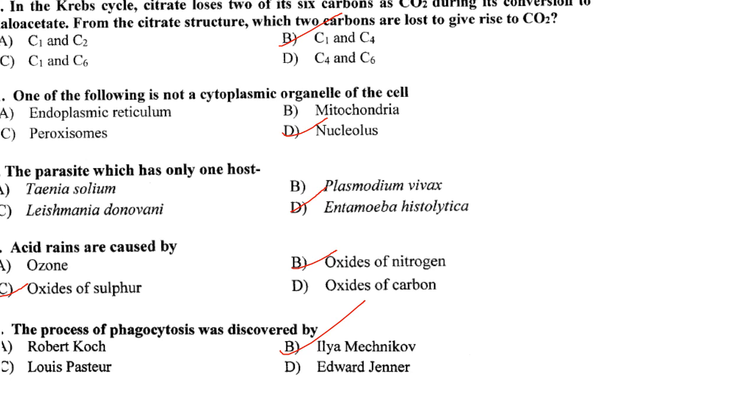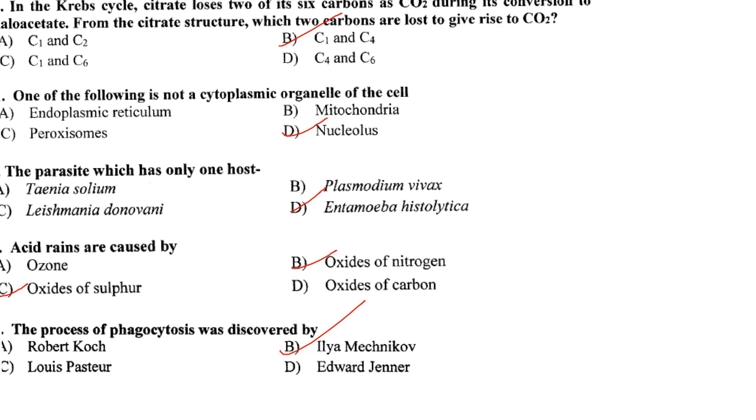Answer is option D. Then, acid rains are caused by oxides of nitrogen as well as oxides of sulfur. So both B and C are correct, but I don't know what was given in your answer key since I don't have the answer key with me.